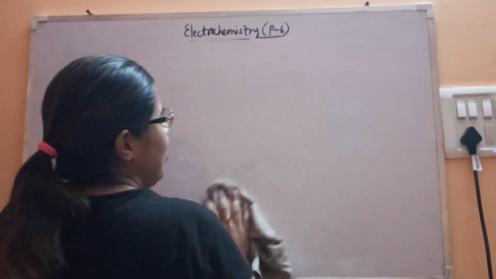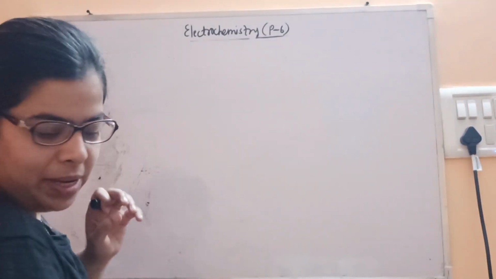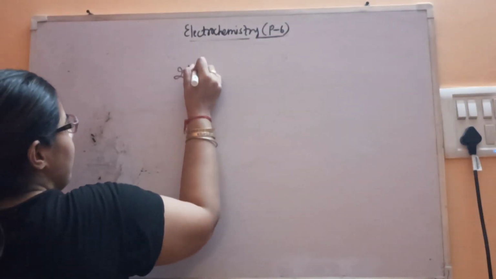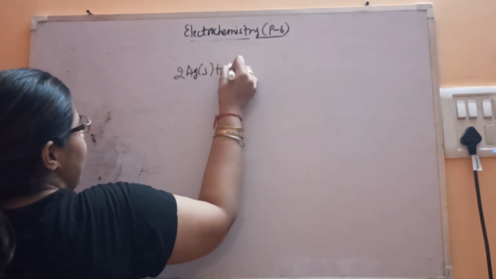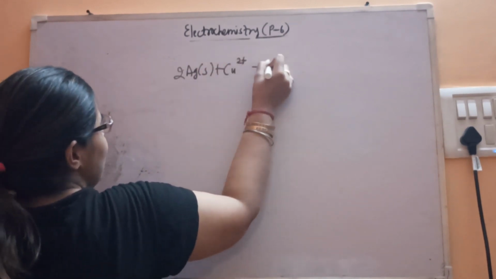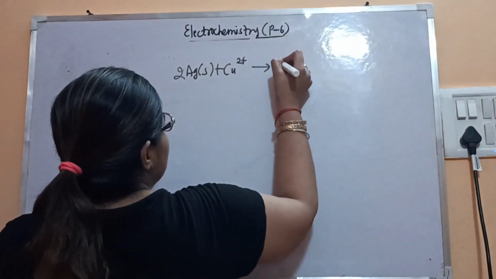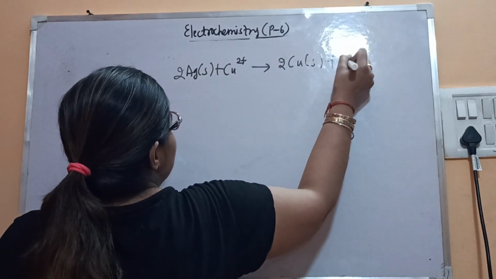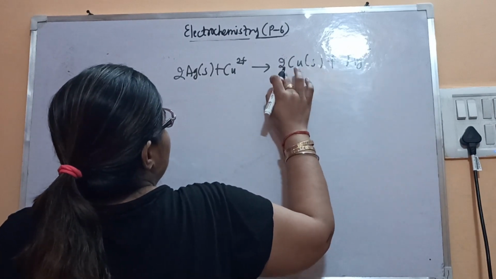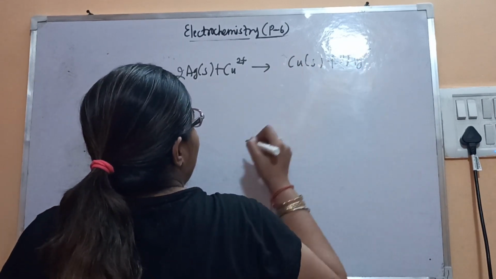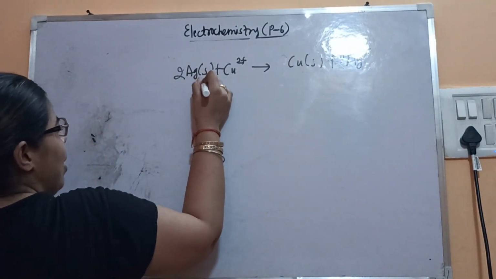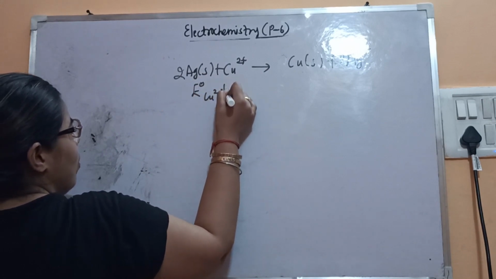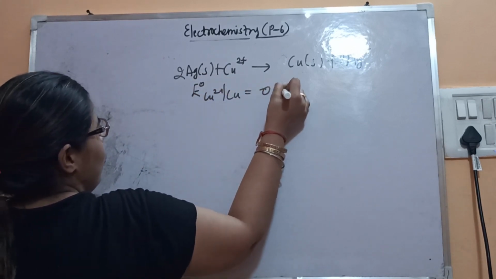Let's see one more combination. Fine, then we'll end up with the application part. So let's say one more reaction. We have to predict the feasibility. Silver is reacting with copper 2 positive. Gives you what? Copper plus silver ion. Fine. So E naught value for copper we know is 0.34 volt.